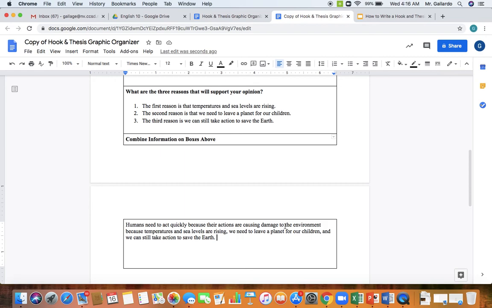Right here. Humans need to act quickly to prevent causing more damage to the environment. And now this whole sentence will make sense. Humans need to act quickly to prevent causing more damage to the environment because temperatures and sea levels are rising. We need to leave a planet for our children, and we can still take action to save the Earth.